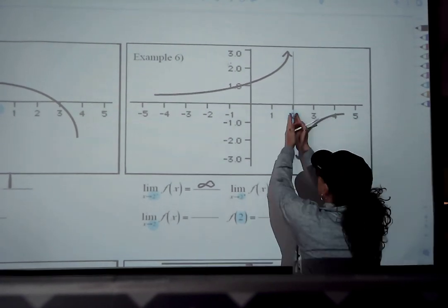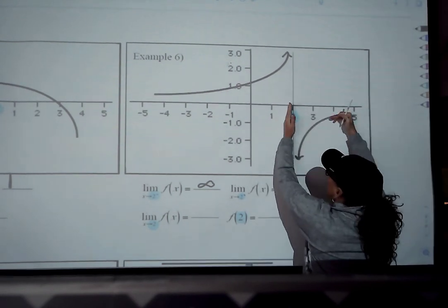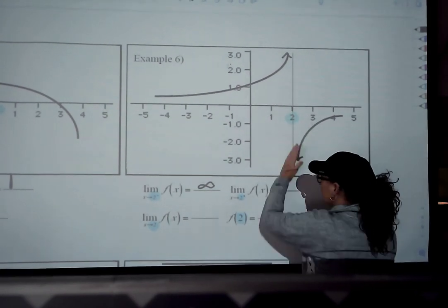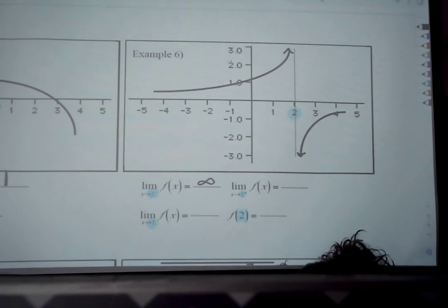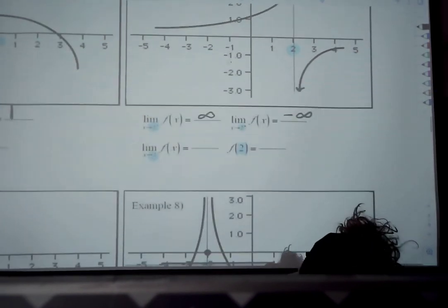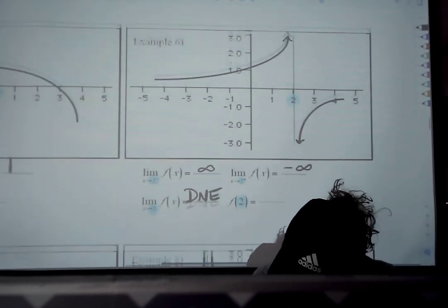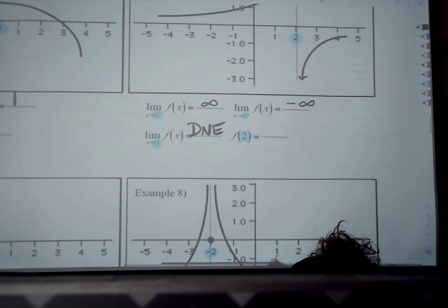From the right, here's 2, jump to the right. Come back, where are my y's headed? Oh, my y's are headed lower, lower, lower, lower, lower. I think my y's are headed to negative infinity. Do they match? No, they do not. Is there a point at 2 comma something? No, there is not.